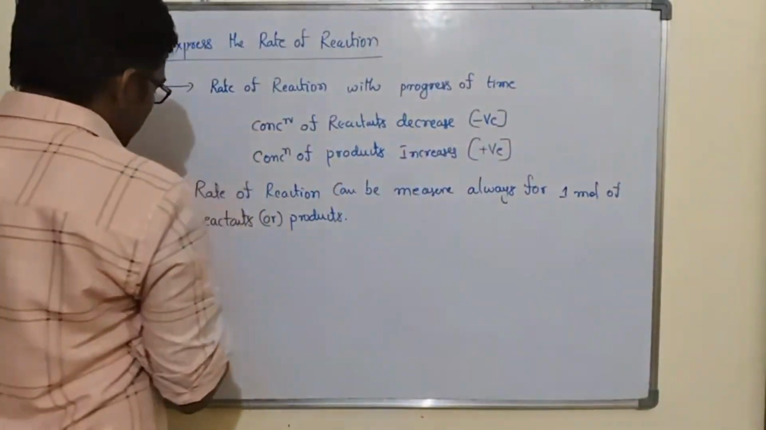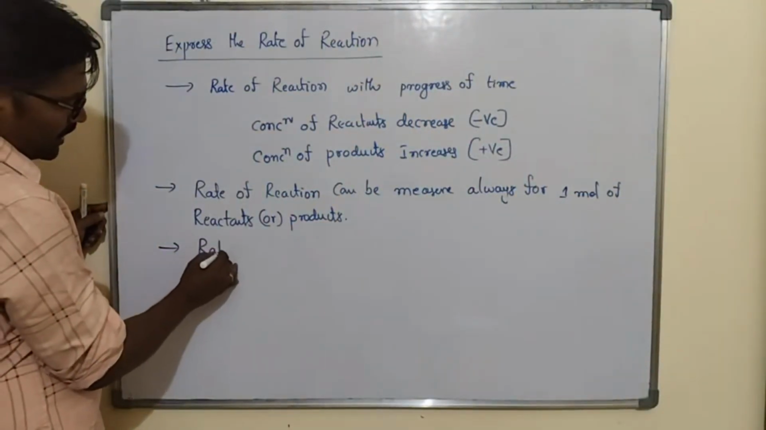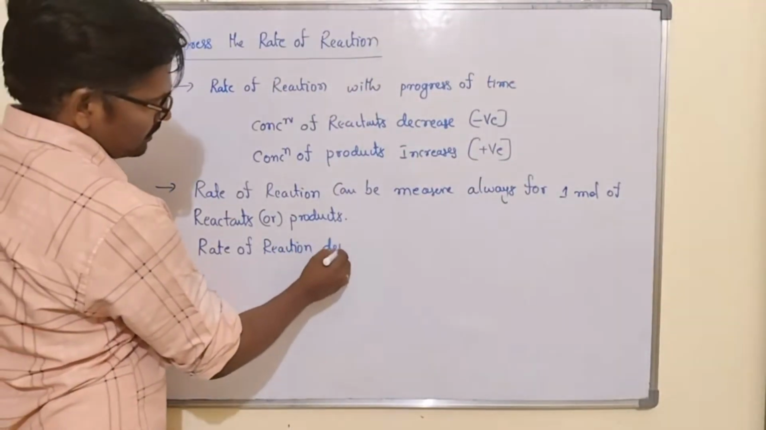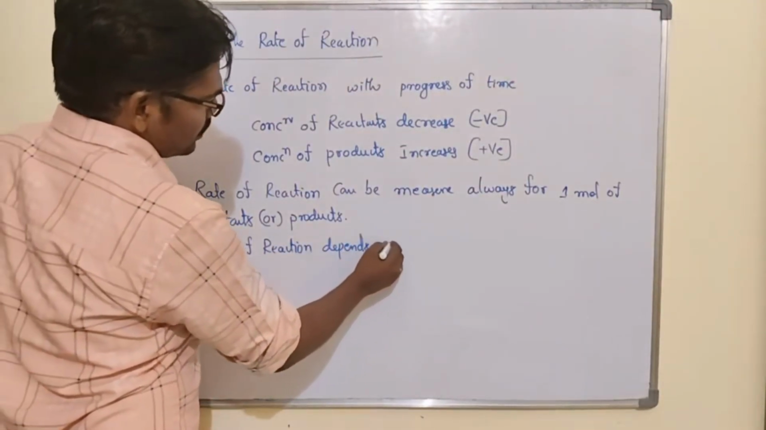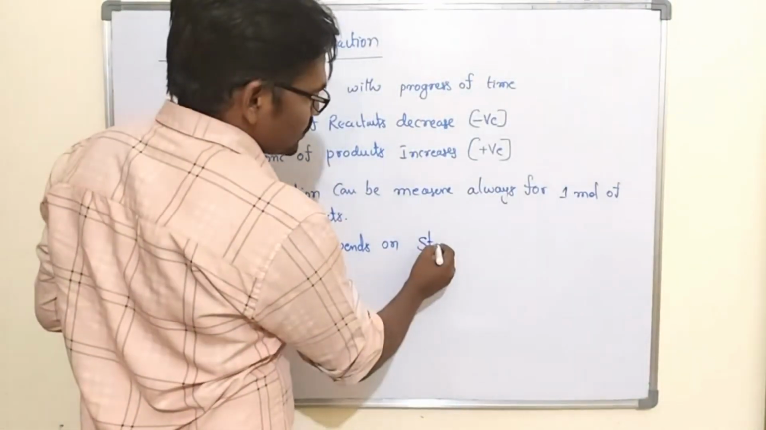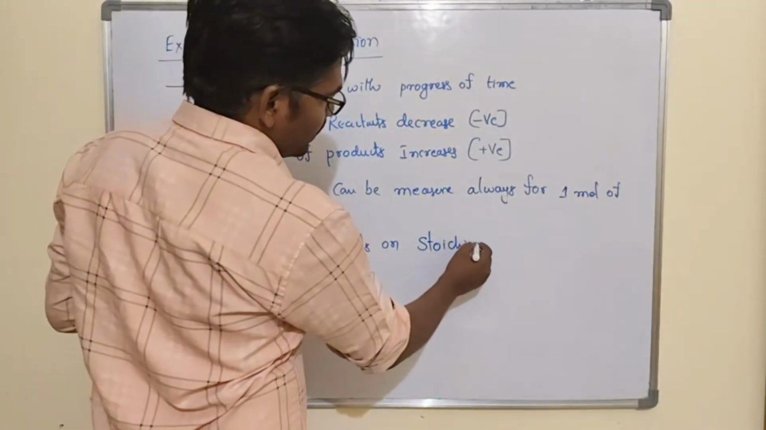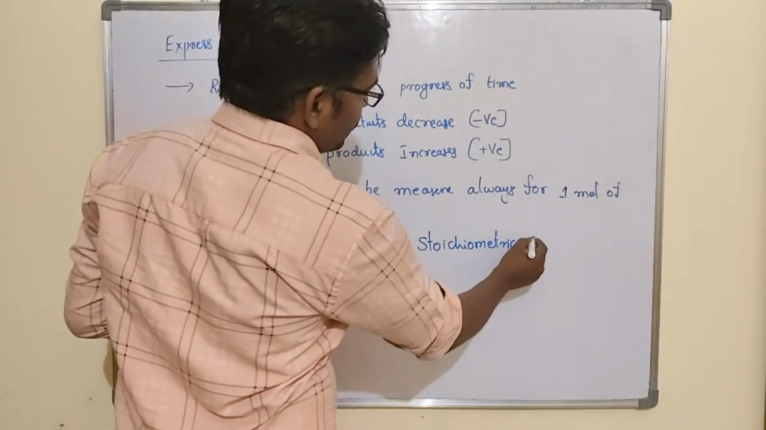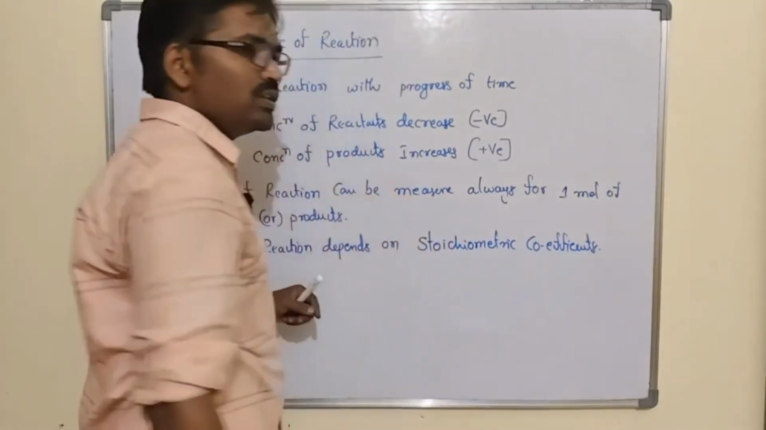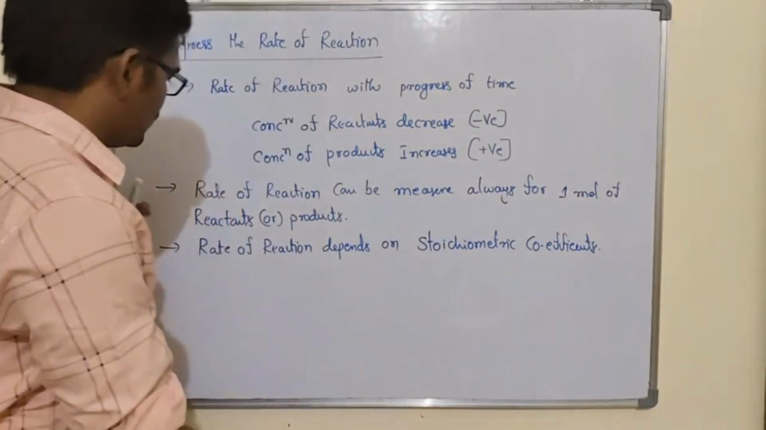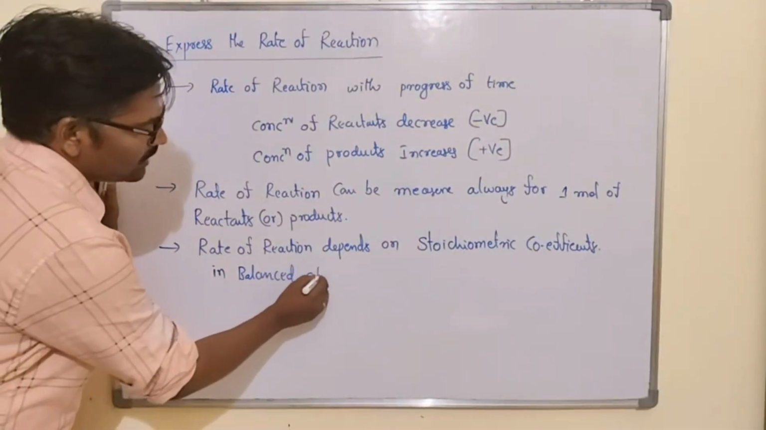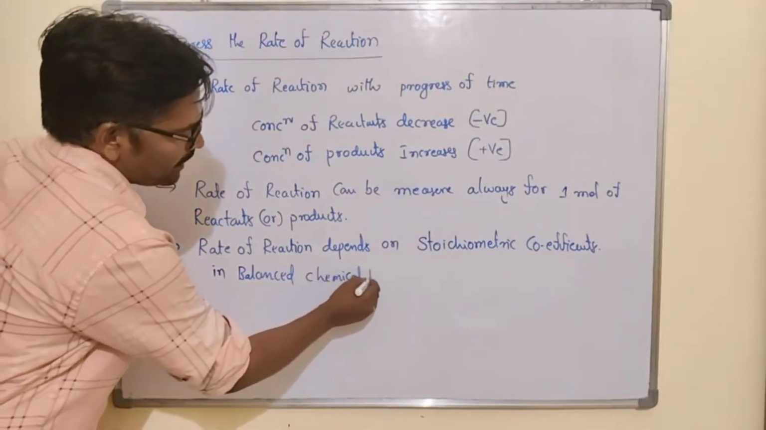So the rate of reaction depends on stoichiometric coefficients, the stoichiometric coefficients in the balanced chemical reaction.